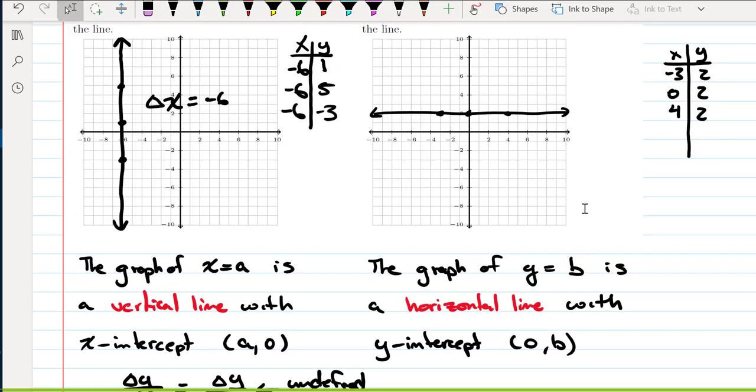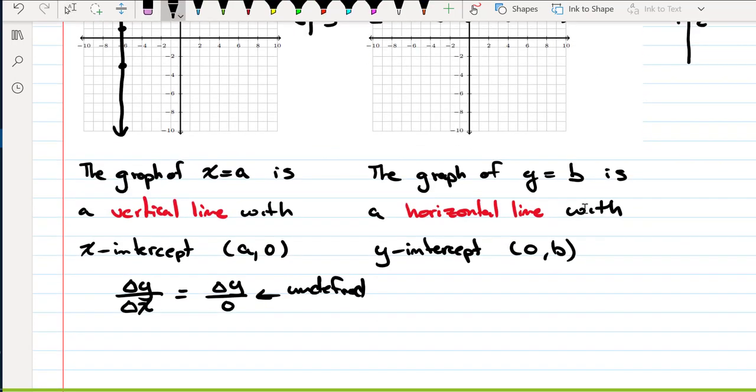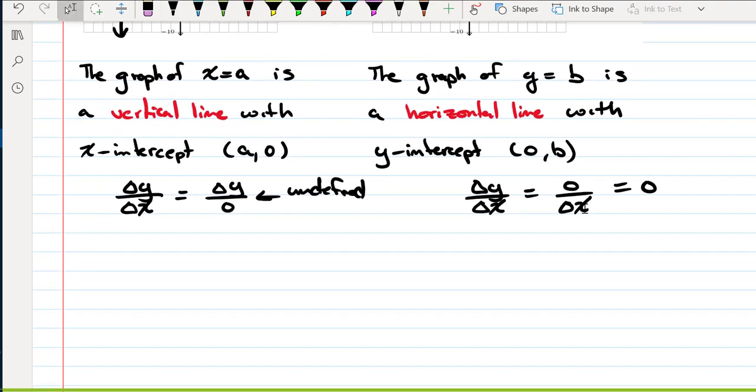In a similar fashion here, and we did an example earlier, well, what's my change in y going to be on a horizontal line? Well, this time, my change in y is going to be 0. So if I look at my slope, my change in y over my change in x is going to be 0 divided by delta x, and 0 divided by anything is 0.